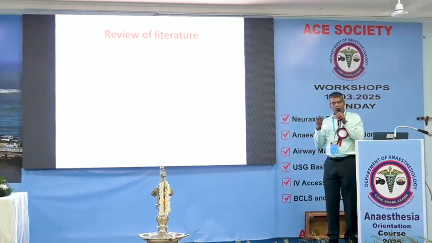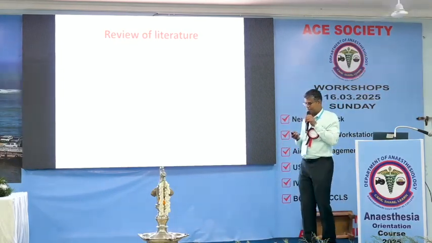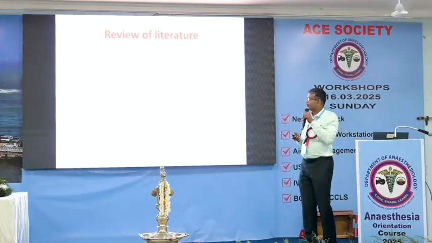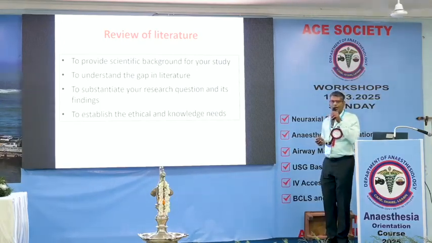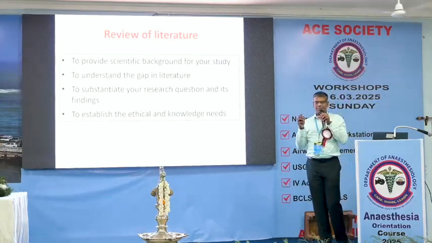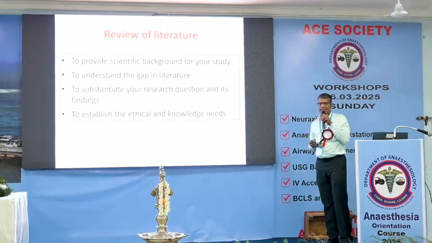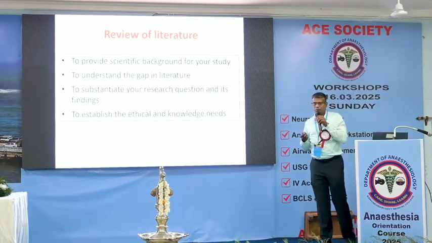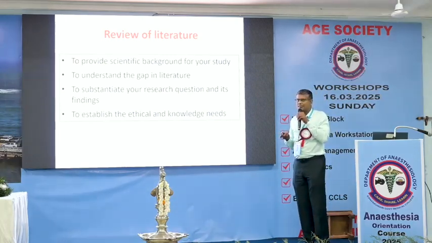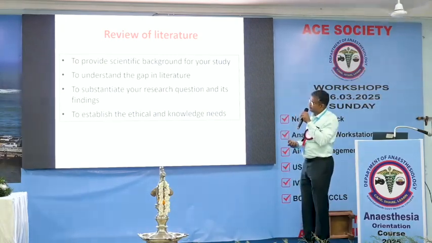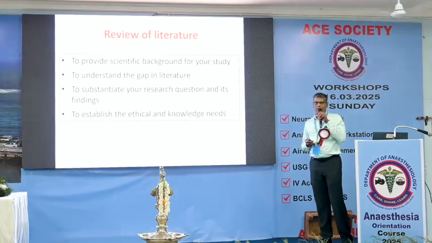Next comes review of literature. Review of literature is one more important thing in your conduct of research, because it helps not only to generate a research question, but also to understand the scientific background of your study and the gap in literature, so that you can generate a good research question and then substantiate your research question and its findings. Many times whatever findings you found have to have a proper scientific explanation, or else it becomes invalid, isn't it? So review of literature is very important for that, and also to establish the ethical and knowledge needs of the research.